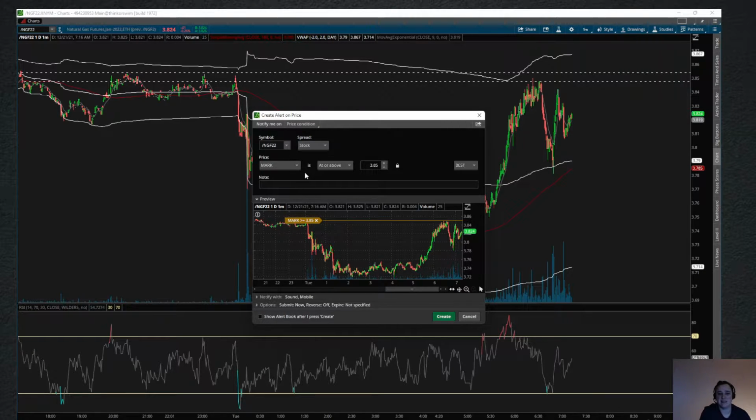Then you have a few options. Starting from the top, we are on the natural gas future, so the ticker symbol is NGF22 for now, and that's the front month for the contract. And mark is basically saying when price gets to a certain mark or a certain level, let me know.